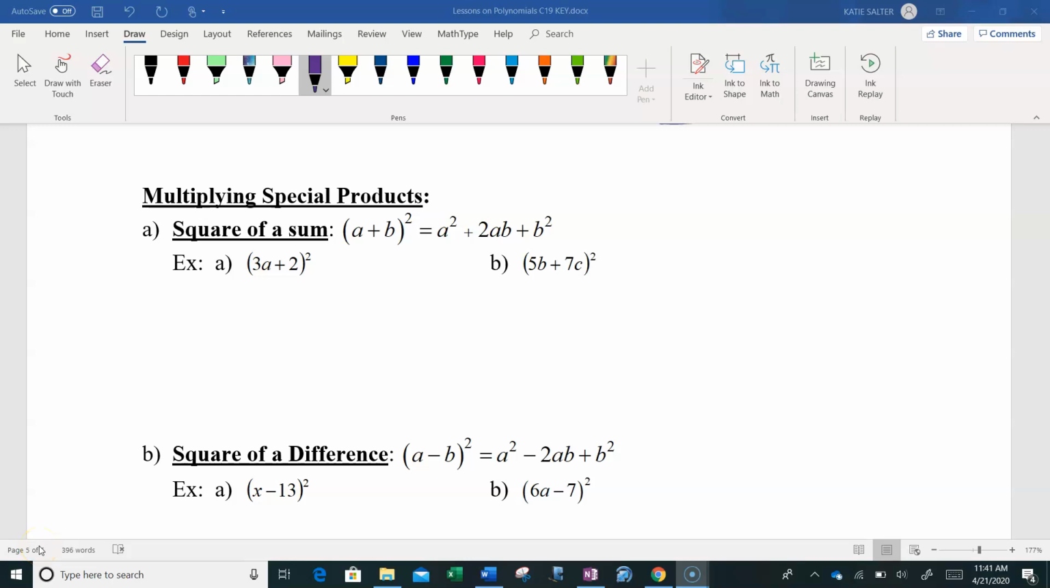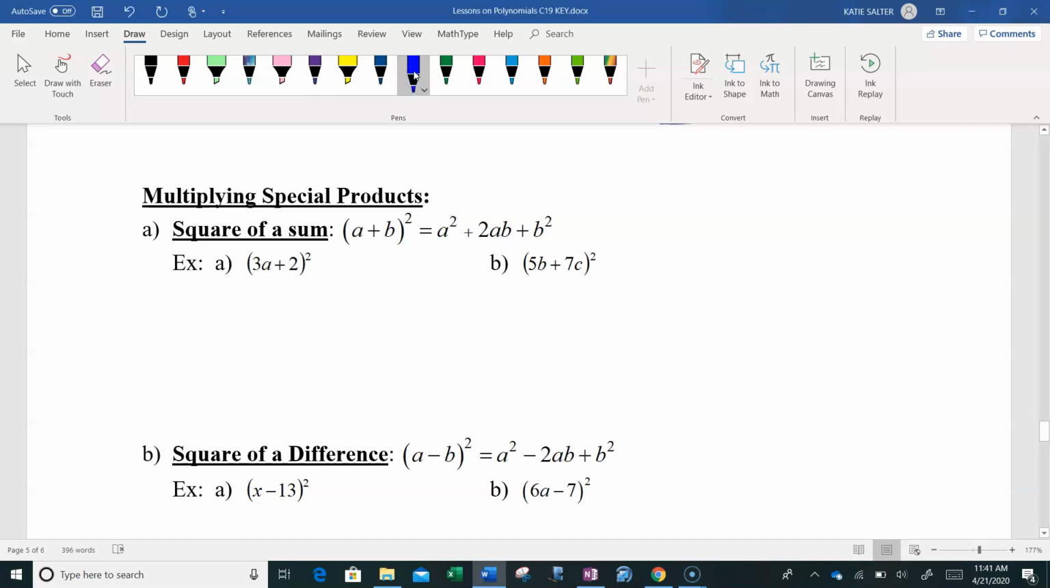Okay, so today we are going to focus on multiplying special products and multiplying polynomials bigger than a binomial times a binomial. For example, a binomial times a trinomial or a trinomial times a trinomial. All right, so let's start out with this first example here.